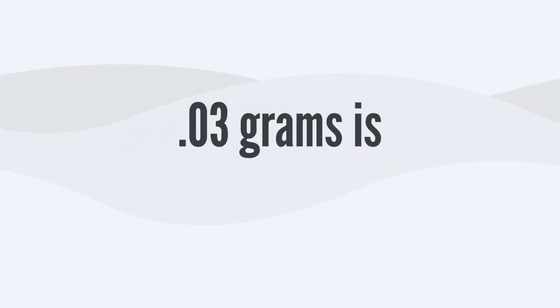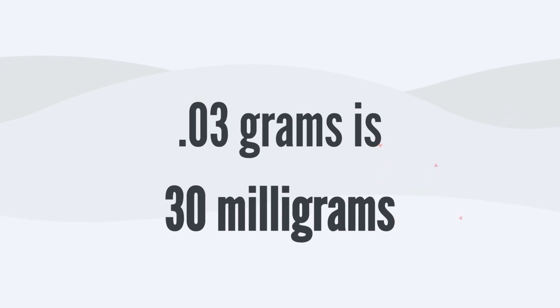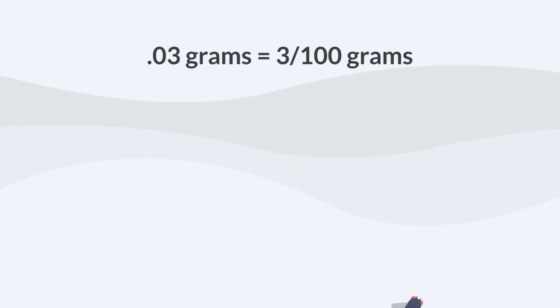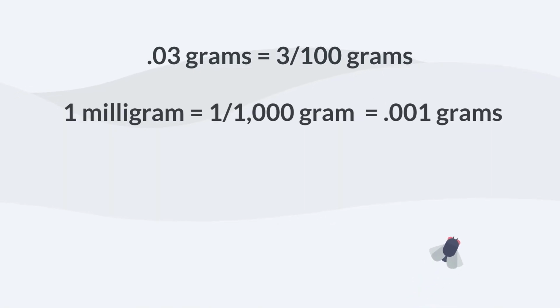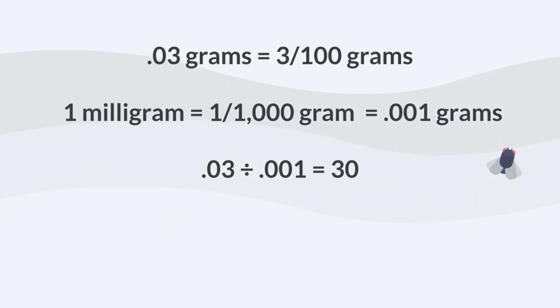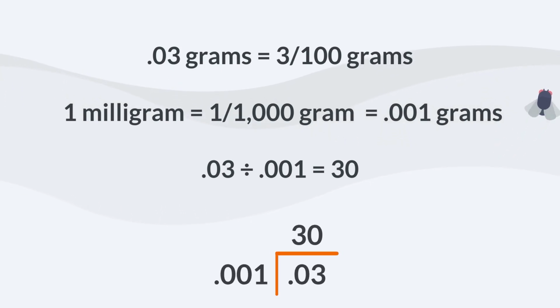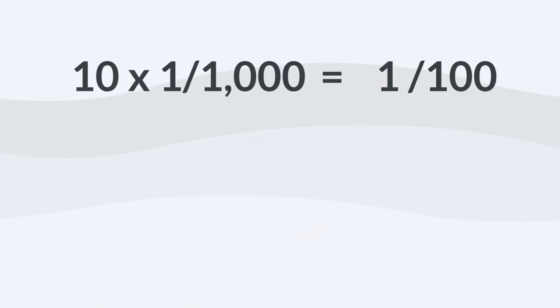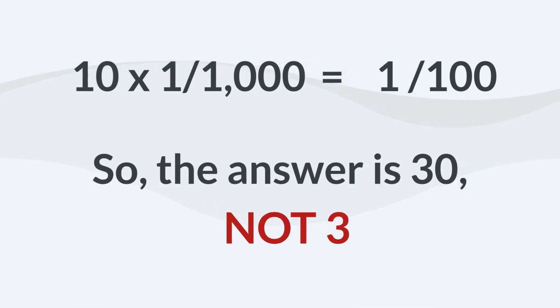Another way to say 0.03 grams is 30 milligrams. 0.03 grams is equal to 3/100 grams. 1 milligram is equal to 1/1000 grams, which is equal to 0.001 grams. So 0.03 divided by 0.001 is equal to 30. Remember, 10 times 1/1000 is equal to 1/100, so the answer is 30, not 3.